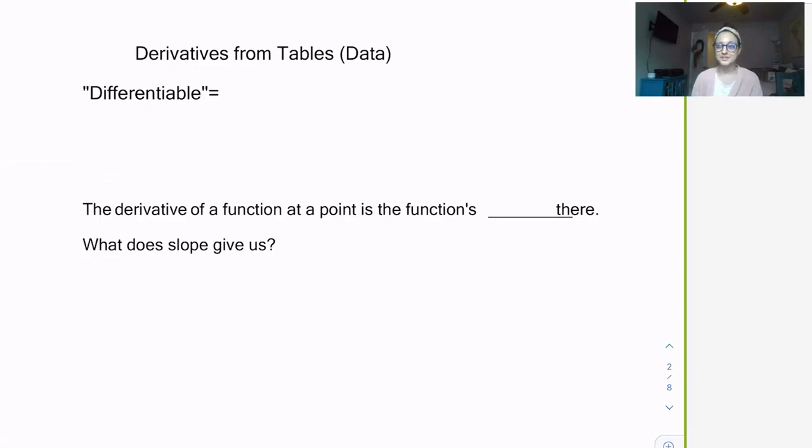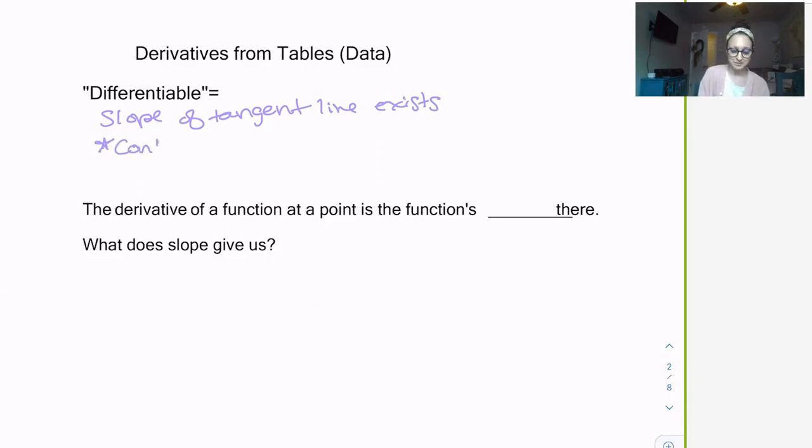Alright, so before we get started in looking at some examples, we've got a little bit of background to cover. So first of all, what does it mean to be differentiable? To be differentiable, it means that the slope of the tangent line exists at whatever point of interest we're looking at, okay? And to be differentiable, you have basically two conditions. Do you remember what those two conditions are?